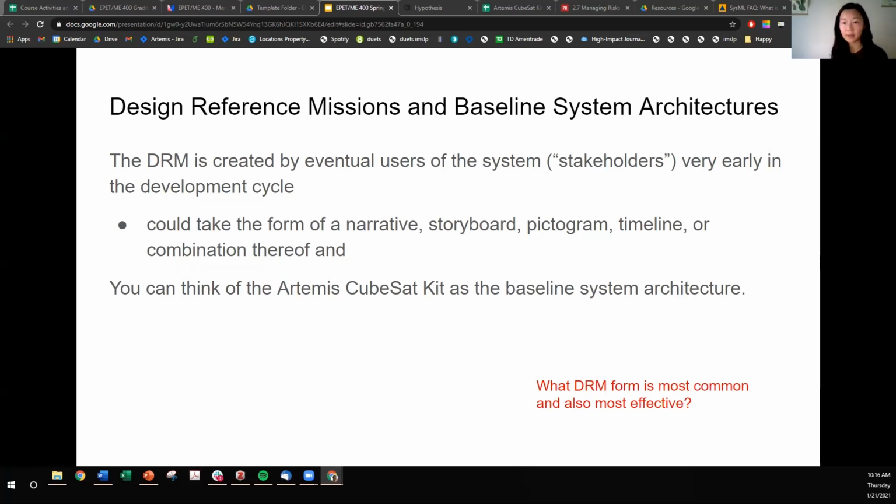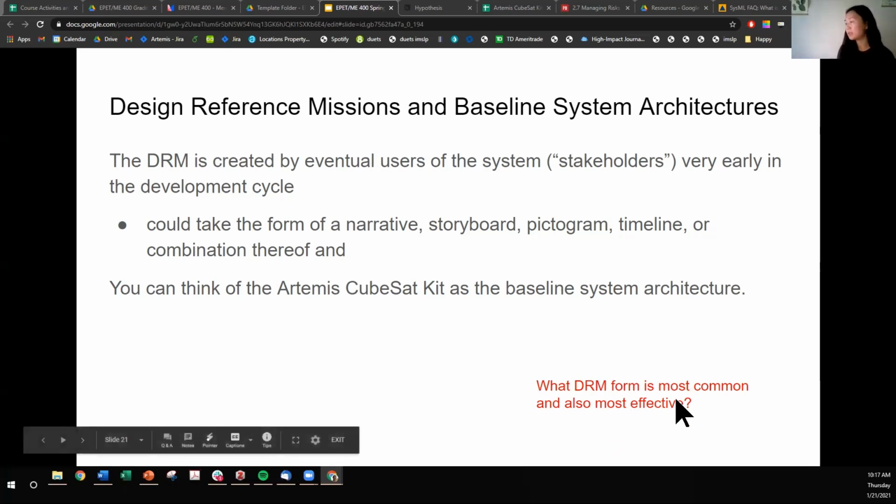We don't have a design reference mission. These are usually reserved for very large missions and/or missions in which stakeholders aren't going to be involved in the development or aren't from a technical background. We are skipping directly into defining a concept of operations and designing the system architecture because you all are of a technical background and you as a stakeholder will be a part of the whole process. But if you are in a project that has a design reference mission, they're usually created by the stakeholders very early on, and they can take the form of a narrative, storyboard, pictogram, timeline, or combination thereof.